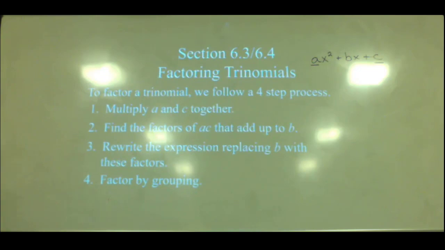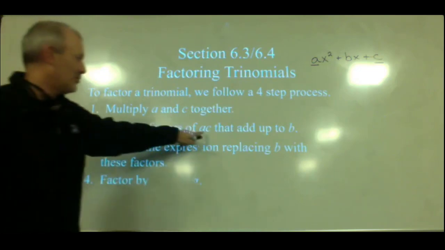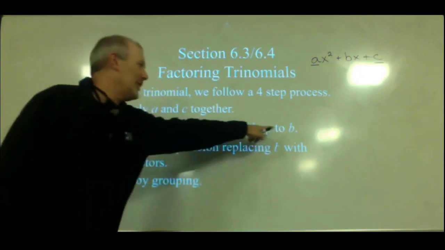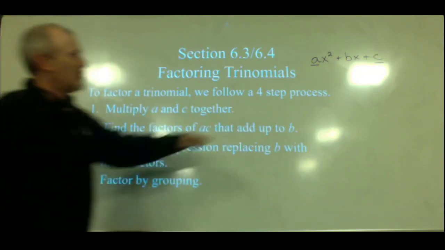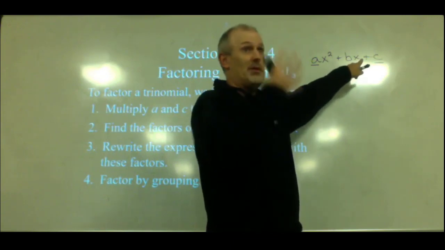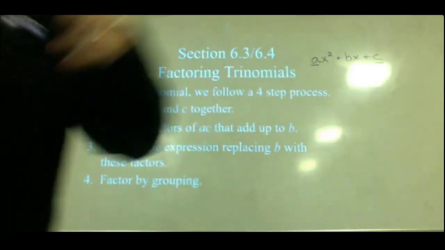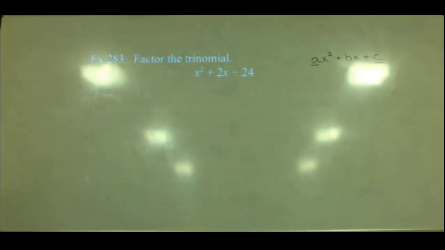So in this process, we're going to find 2 numbers that multiply to be A times C and add up to be B. That's going to let us break up this middle term into 2 terms. And so then we'll have 4 terms, and we'll be able to factor by grouping. That's our strategy for tonight, and we're going to do it a lot. Okay, so here we go.